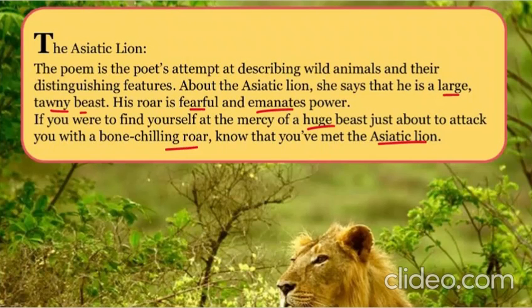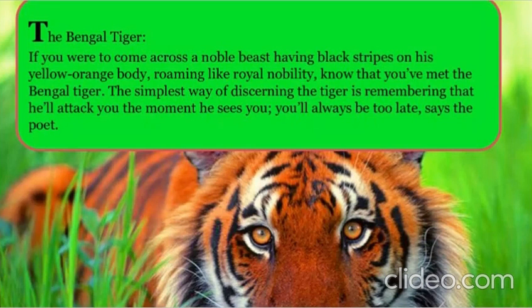So the poet is trying to tell us about different kinds of animals, and there are different features. For the Asiatic lion, what are the features? Large, tawny, and a fearful roar. Who is that? The Asiatic lion. Next one, the Bengal tiger.